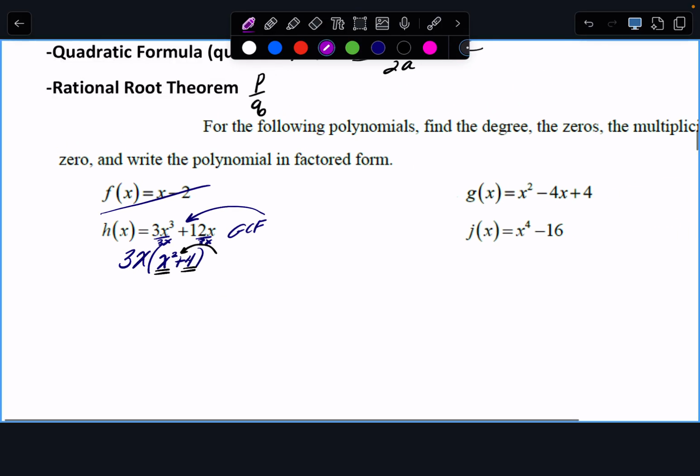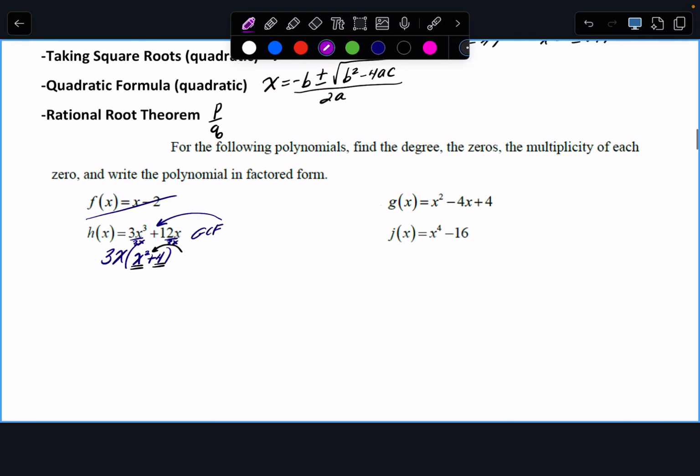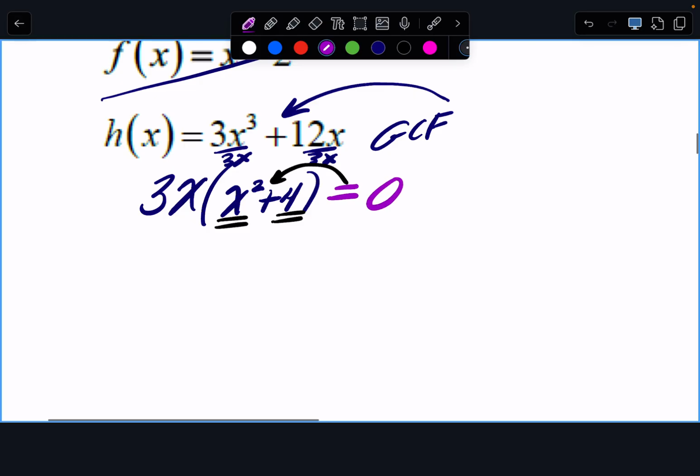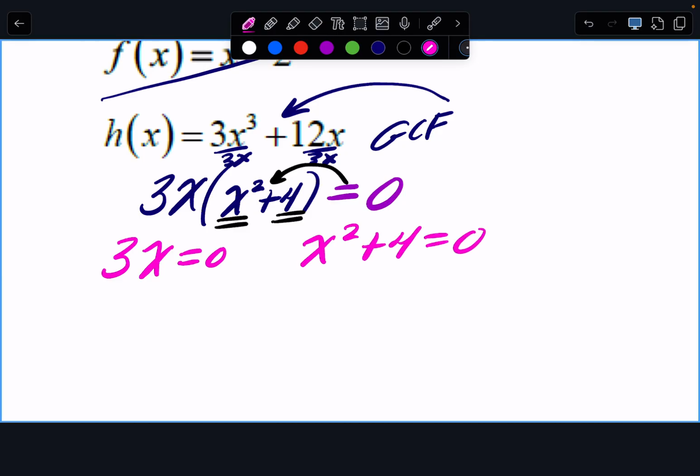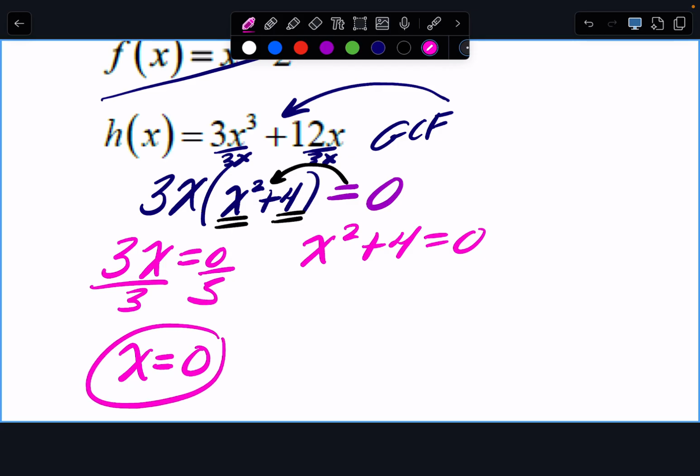If we're finding the solutions, is that what it asks for? Find the zeros, find the solutions. We're going to set it equal to 0 and solve. So we'll set 3x equal to 0, x squared plus 4 equal to 0, and solve for x. So we'll divide by 3. X equals 0, and it has multiplicity of 1 since it happened one time. Subtract 4. X squared equals negative 4, square root.